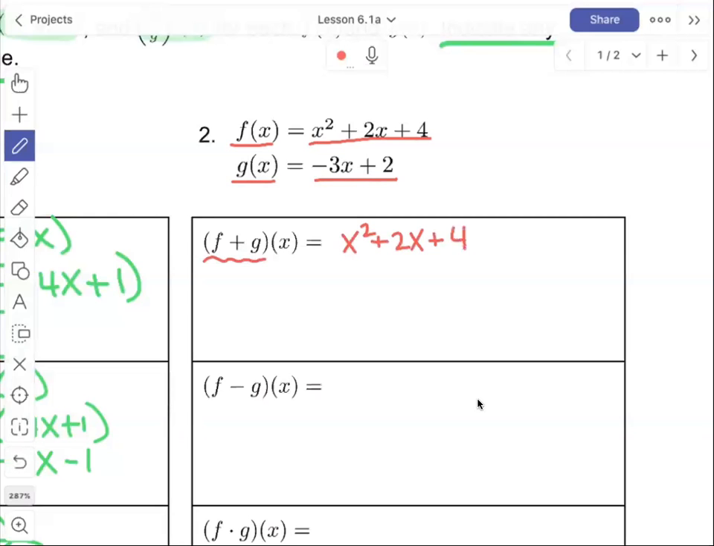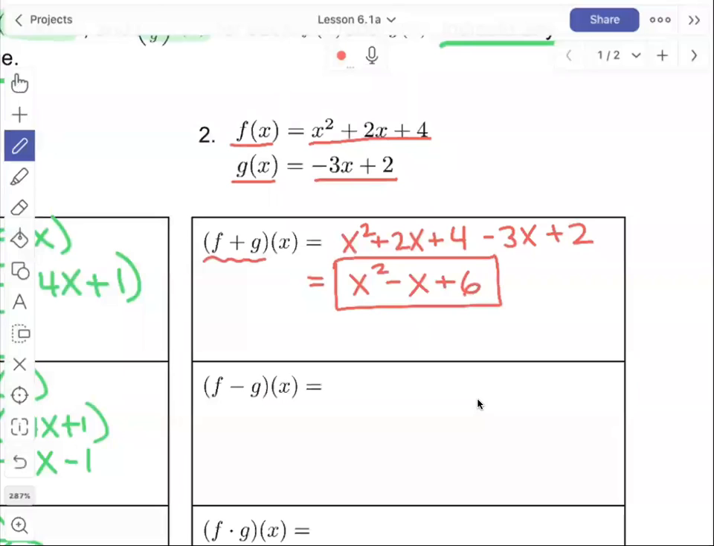minus 3x plus 2. Perfect. And now you just have to combine any like terms. So it'd be x squared minus x plus 6. Perfect. You got it. Great job, Maddie. Okay, let's try the next one. Subtraction. Let's go to Angie.